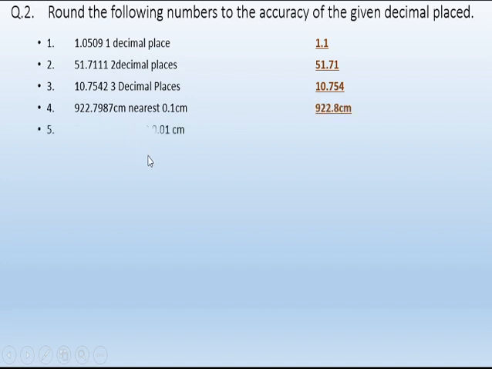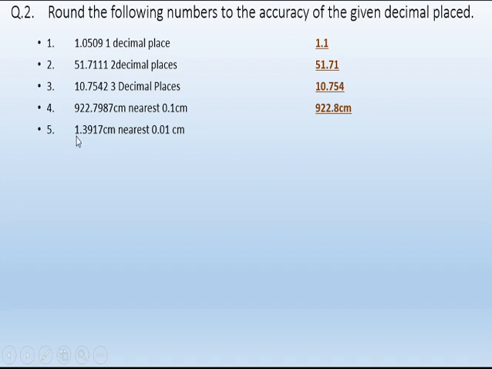Now come to the next example. 1.3917 centimeter, to the nearest 0.01 centimeter. 0.01 means there are 2 numbers after the decimal point, so it means correct to 2 decimal places.